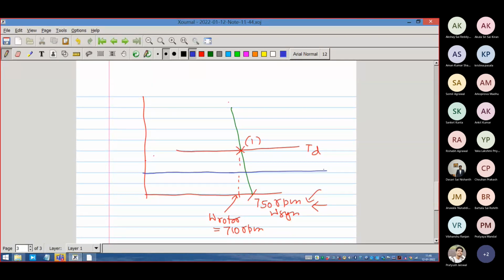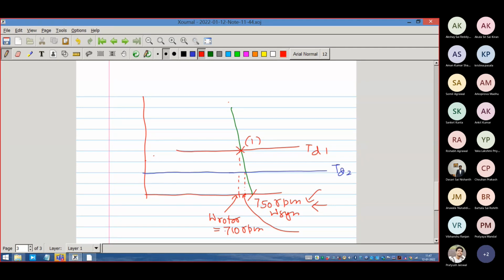Now you see, this is TD1 and this may be TD2. If you do not change the voltage, if you do not change the synchronous speed, you will operate at this point. And assuming this to be a linear curve, your speed will go to 750 minus 60.